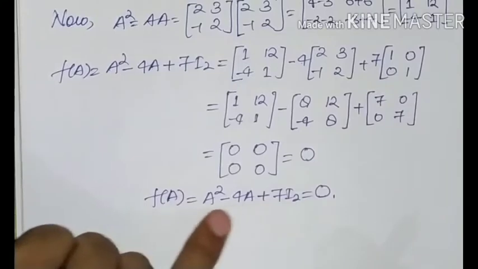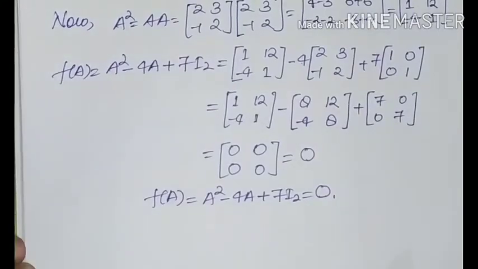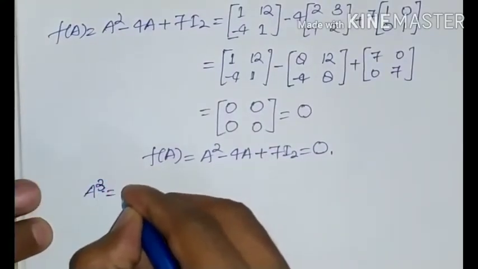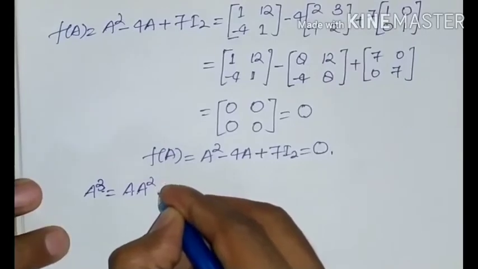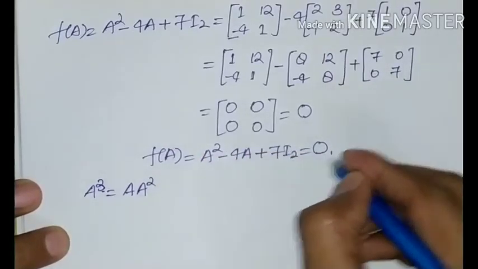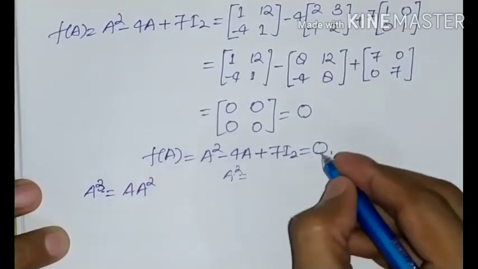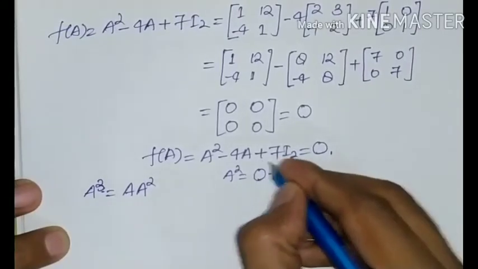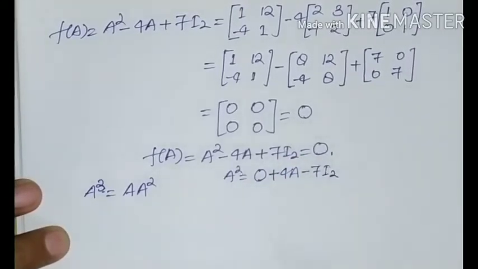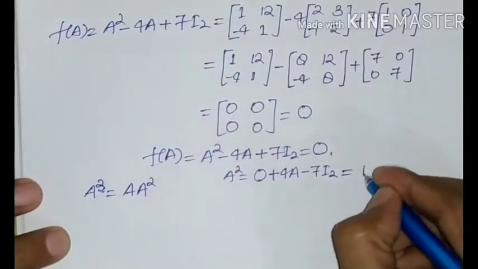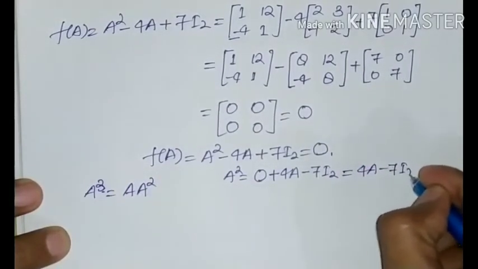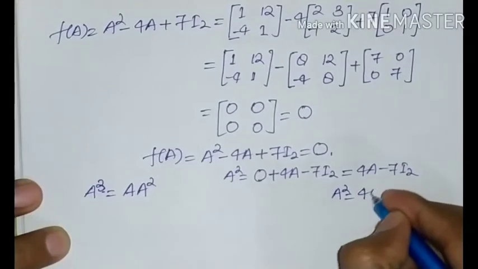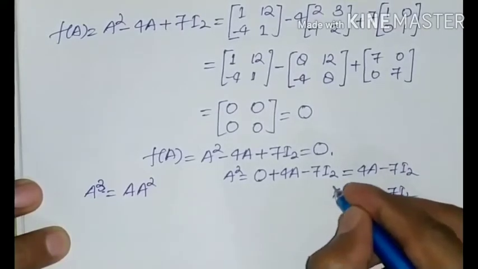Now using this equation we have to find the value of A cube. As we know, A cube equals A into A squared. From the equation, the value of A squared is O plus 4 times A minus 7 times I2, so A squared equals 4 times A minus 7 I2. This is the value of A squared.